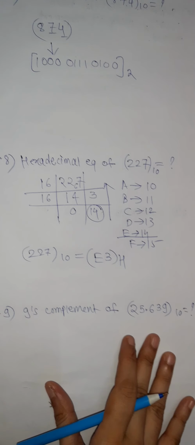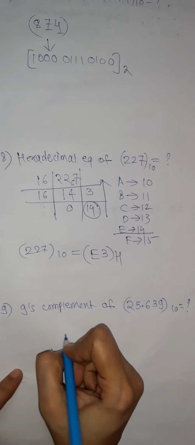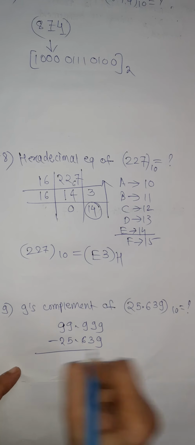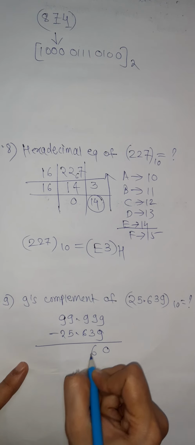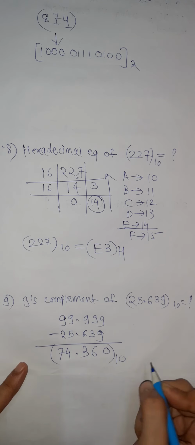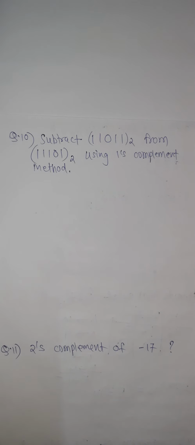Now the next question is 9's complement of 25.639 is what? To find 9's complement, just subtract the given number from 99.999. 99.999 minus 25.639 will give us the 9's complement. So it will be 74.360. So 74.360 in decimal will be the 9's complement of the given number. 74.360 is the right answer.